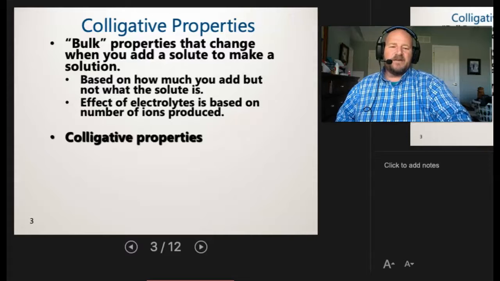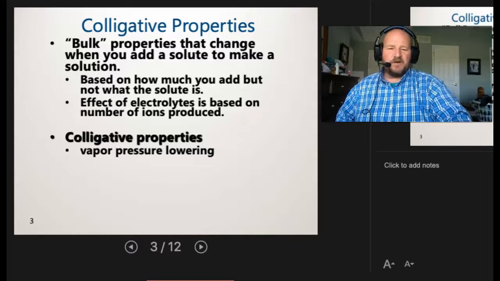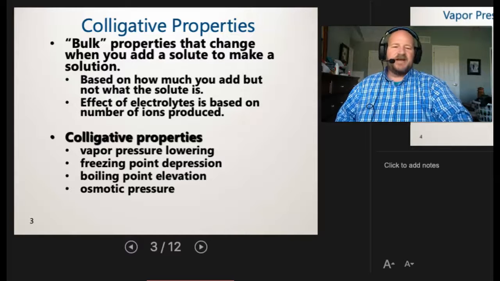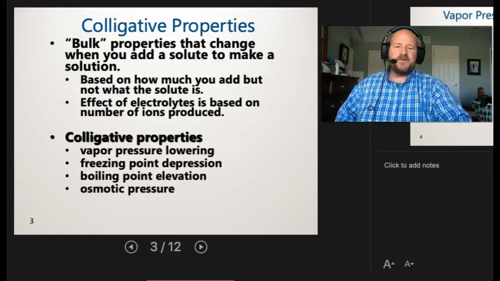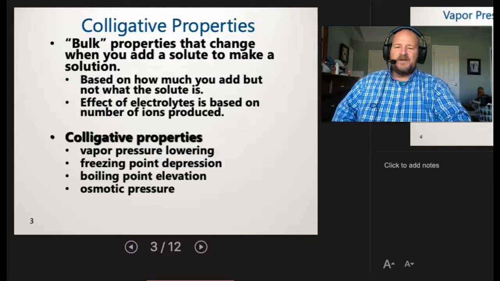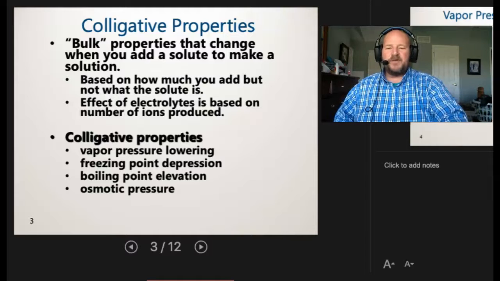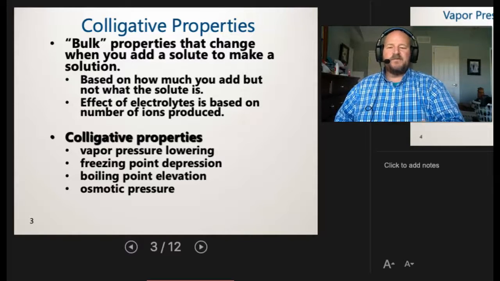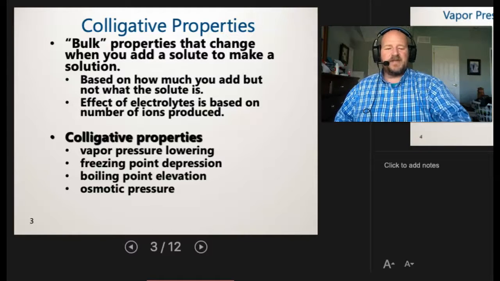Now, the colligative properties themselves would be vapor pressure lowering, freezing point depression, boiling point elevation, and osmotic pressure. So these are the 4 things we're going to be concentrating on. Now, vapor pressure lowering and boiling point elevation actually go hand in hand. As we think about a solution and how it's changing from a liquid to a gas, we're going to see how these 2 things play a part.